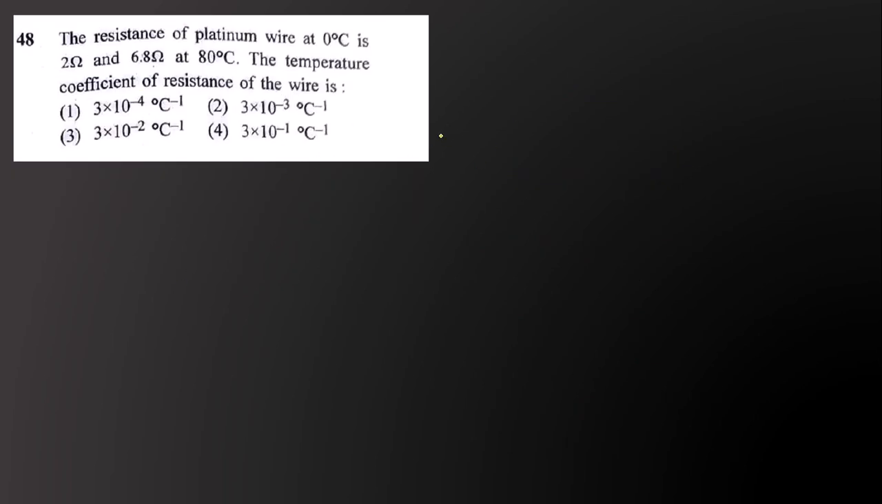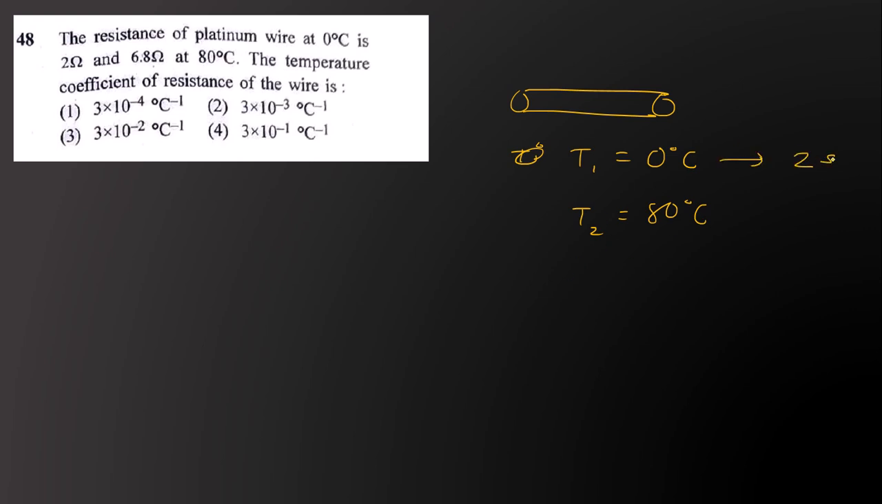In this question, there is a platinum resistance. Let's say this is the resistance. Initially the temperature of this particular piece of resistance was 0 degrees centigrade, and then the temperature is raised to 80 degrees centigrade, and we are given that initially the resistance was equal to 2 ohm, let's say R1, and then the resistance becomes equal to 6.8 ohm. Under this situation we are supposed to calculate the temperature coefficient of resistance of this particular wire. It's a direct formula. R2 equals R1 multiplied by 1 plus alpha times the change in temperature, so this is 80 minus 0.